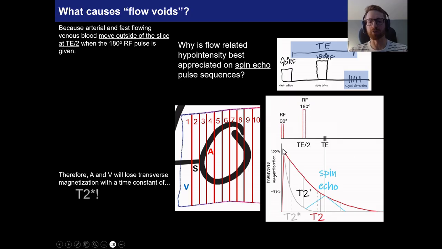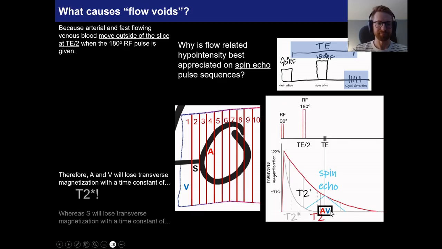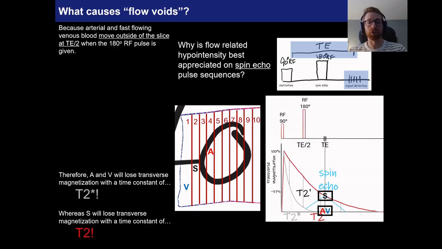We're losing transverse magnetization not just due to T2, spin-spin energy transfer, but also due to T2 prime. So that's where they're going to be at on the curve, very low signal. Whereas the spine, the stationary tissues, are going to lose transverse magnetization with a time constant of what? T2. Since they saw the 180 degree radio frequency pulse, they're going to get that signal boost. They're going to get that spin echo, which we just described, right?